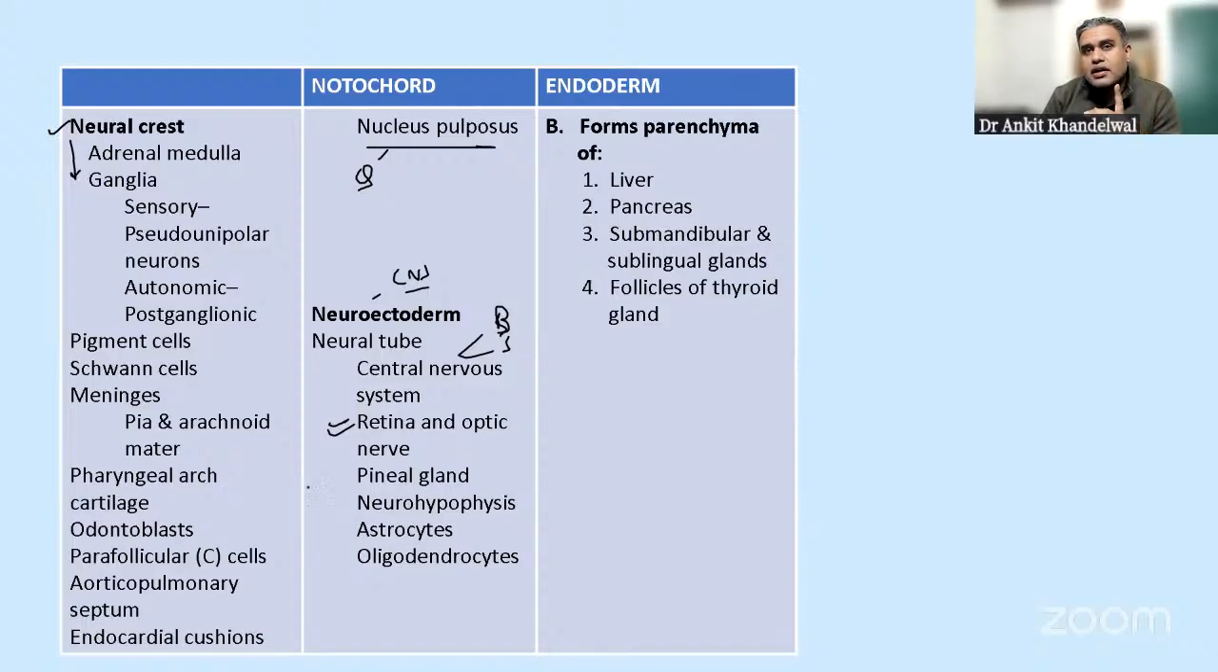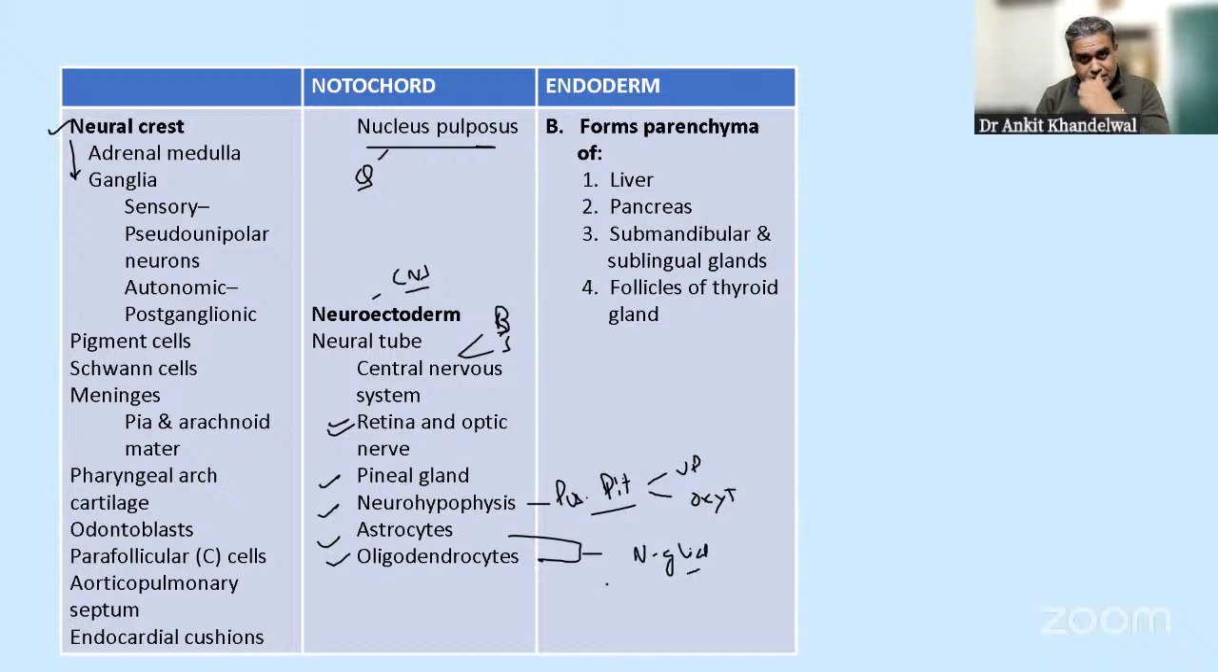And remember this part: pineal gland, neurohypophysis. What is neurohypophysis? It is the posterior pituitary gland. What does it give rise to? Vasopressin, oxytocin. If you remember a bit of physiology also over here, posterior pituitary. Then astrocytes, oligodendrocytes. What are these? These are the neuroglial cells, the CNS supporting cells. They are also coming from the neuroectoderm only.